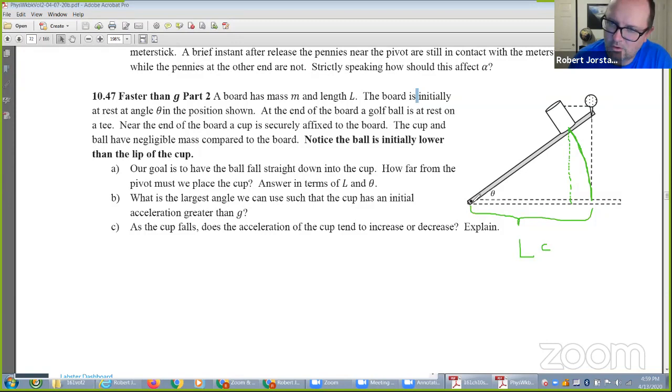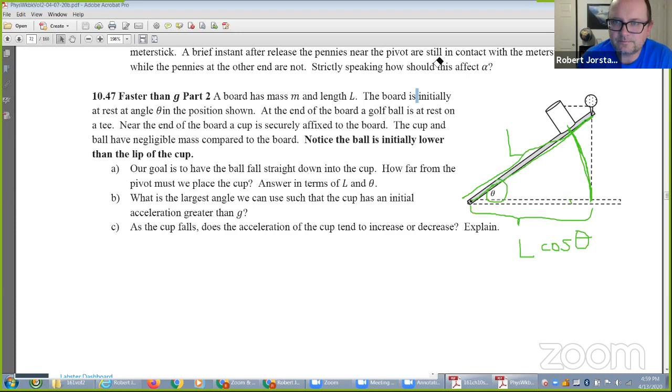So the whole thing right here is L. All the way out there is L. So if this is theta and that whole thing is L, this side's L cosine theta. So if you put the cup at L cosine theta, when it falls down, it's gonna end up in the right spot. So this triangle that I drew originally was actually not useful. So I'm gonna take that out of there. All right, so don't worry about part A, but if so, that's cool.